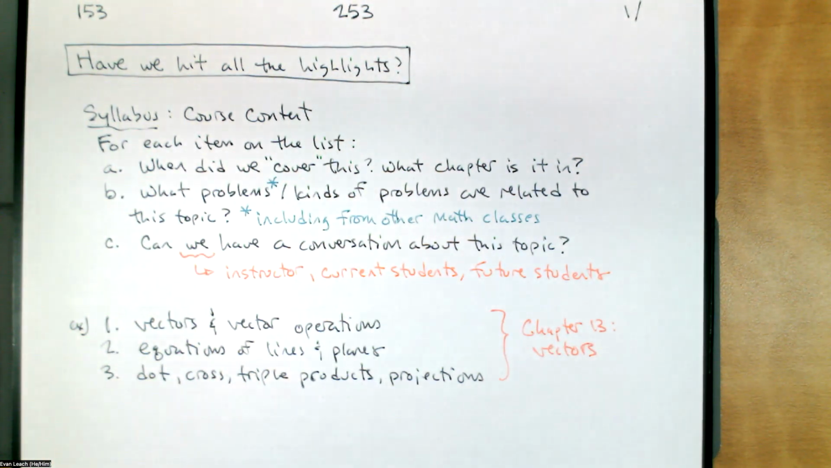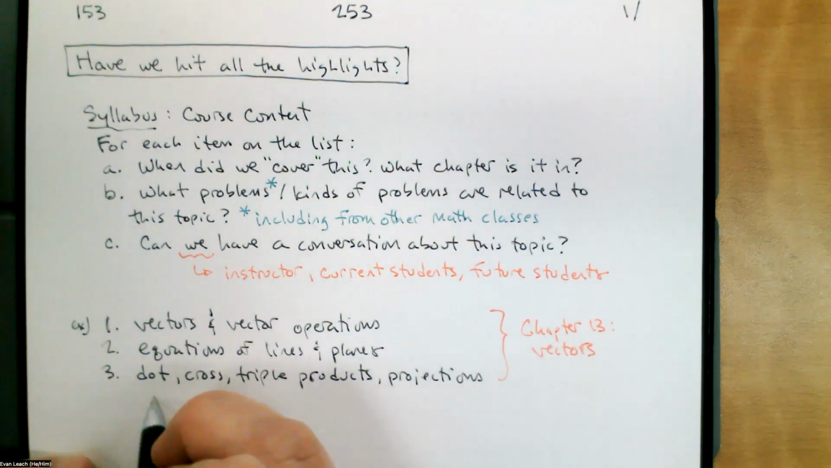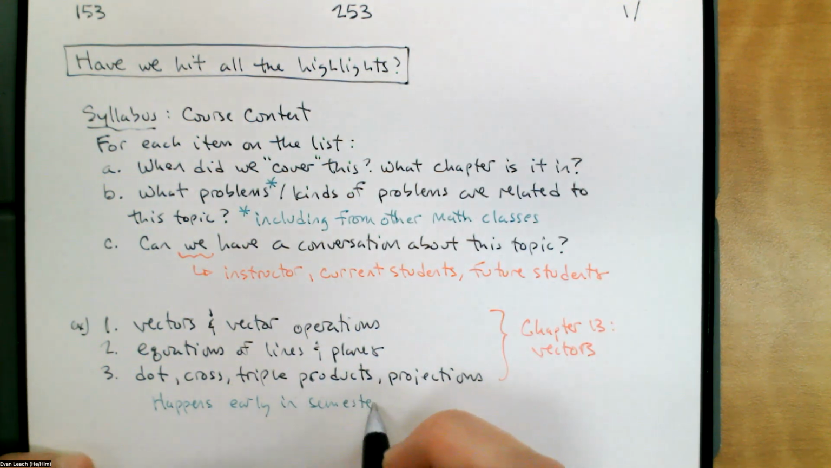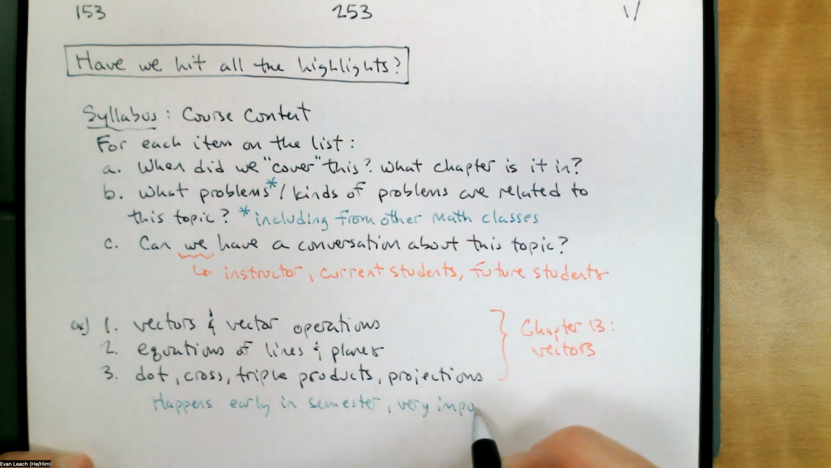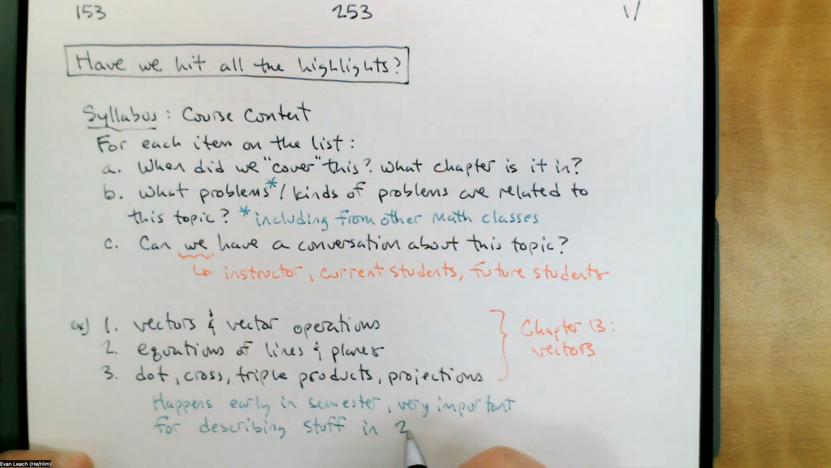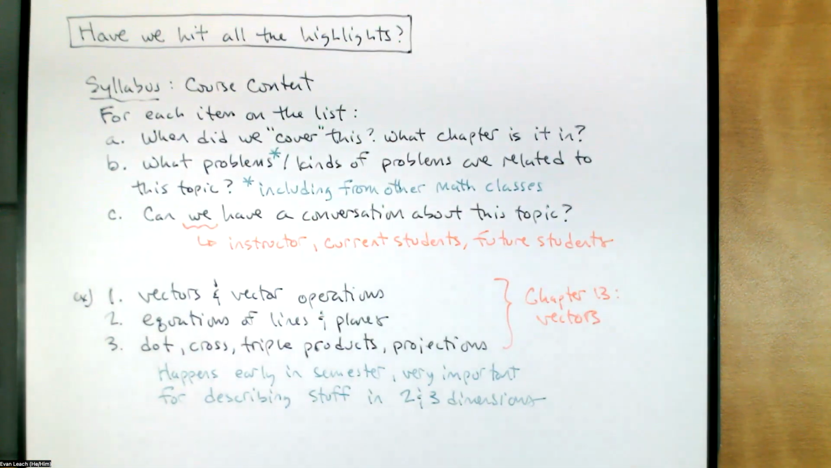When did this happen in the context of this class? This happened early on because it was very important in describing things in 3 dimensions. And the vectors were very useful and very important in describing things in 2 and 3 dimensions. It's a big hobby of ours in this class and helps us frame all the topics in the class.